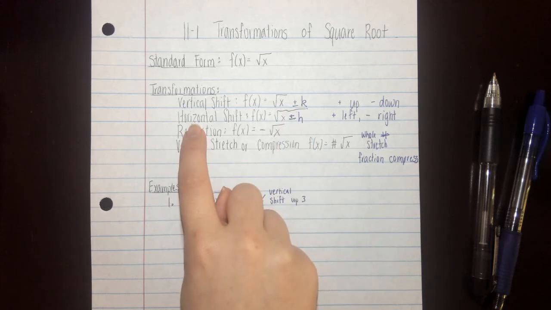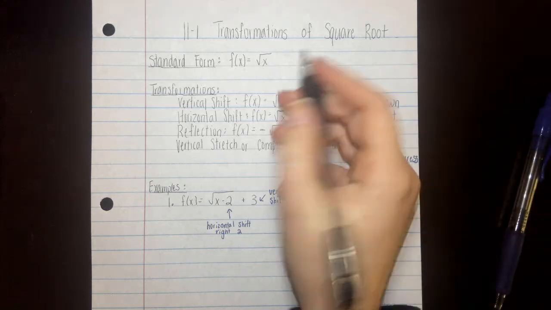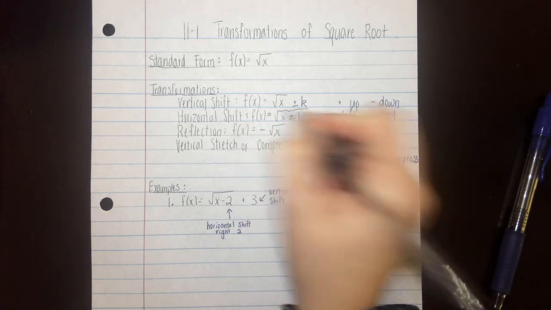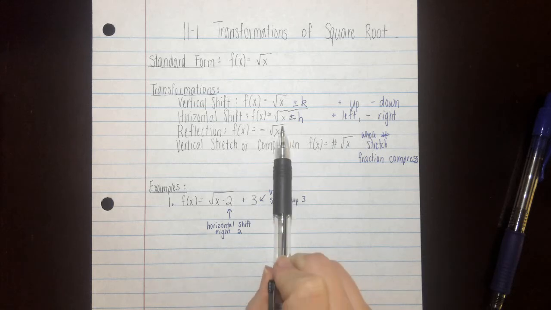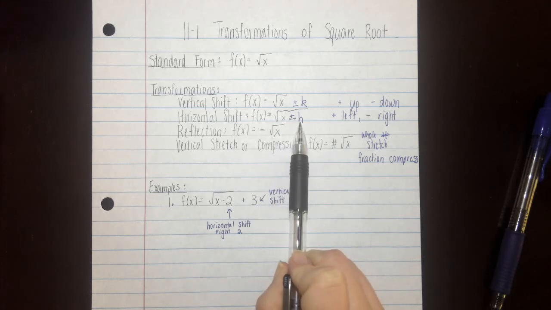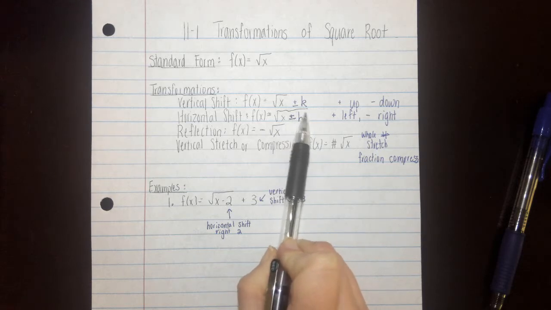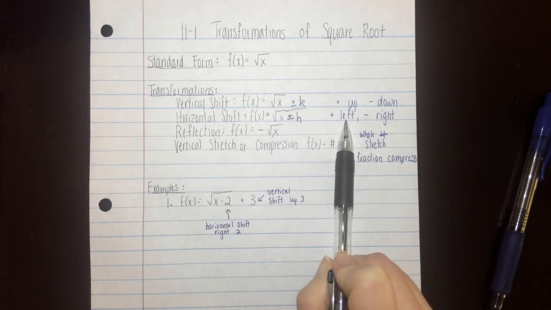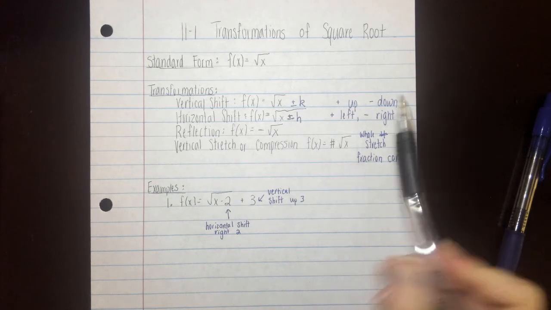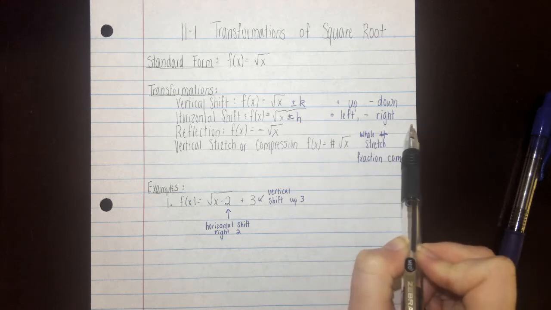Because as you can see, in the horizontal shift, we have f of x, this should be an equal sign, kind of missed both of my bars there, f of x is equal to the square root of x plus or minus h. And all of this is underneath the square root sign. That's how I know that it's a horizontal shift. If it's plus h, then it shifts to the left. If it's minus h, it's going to shift to the right.